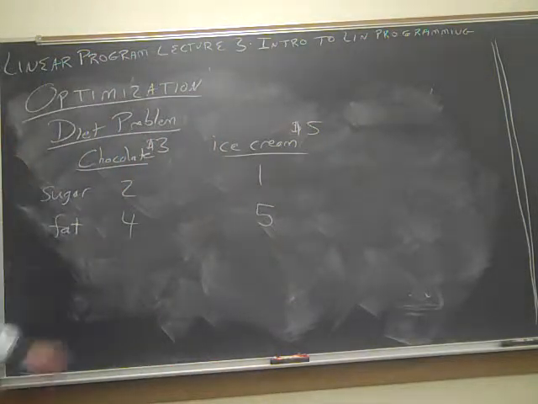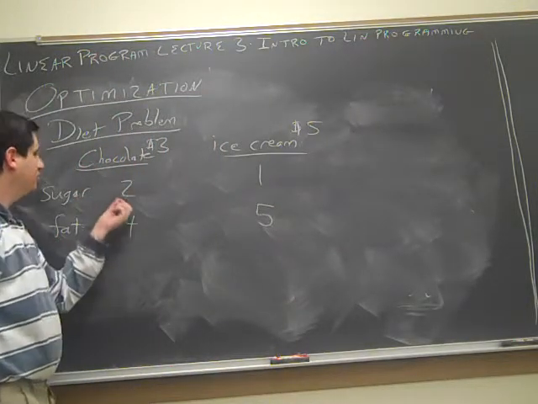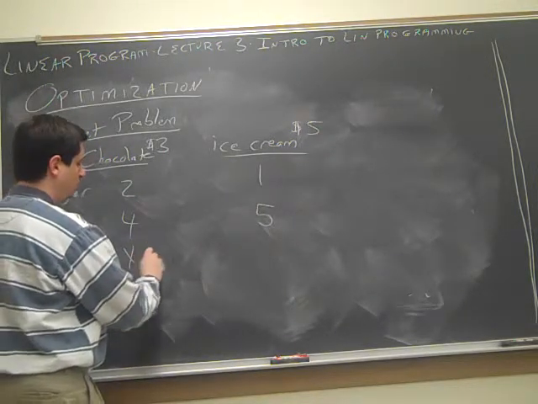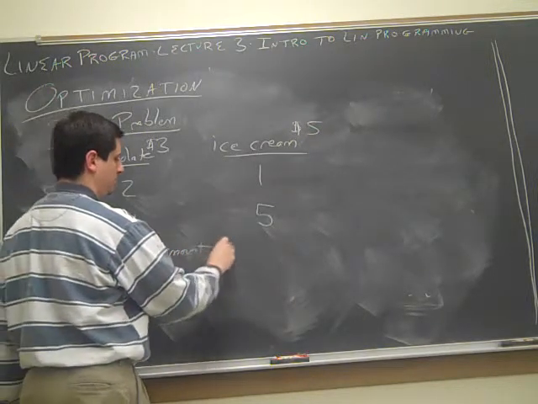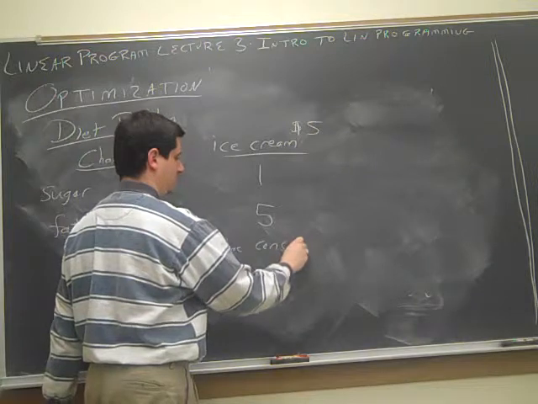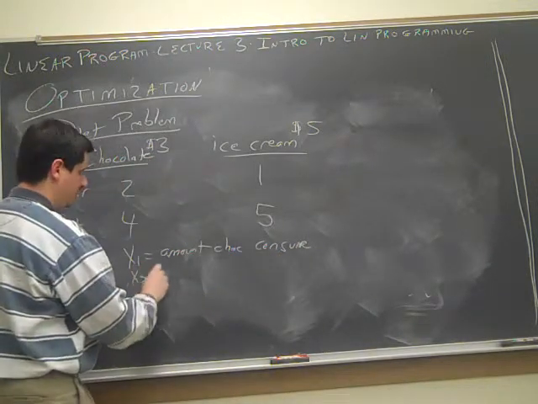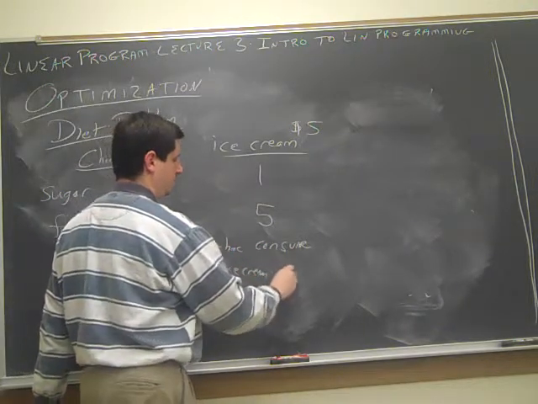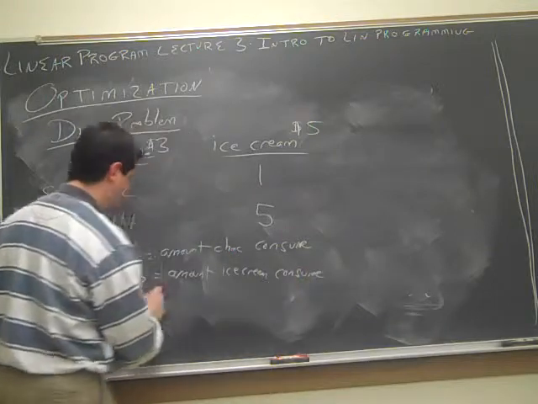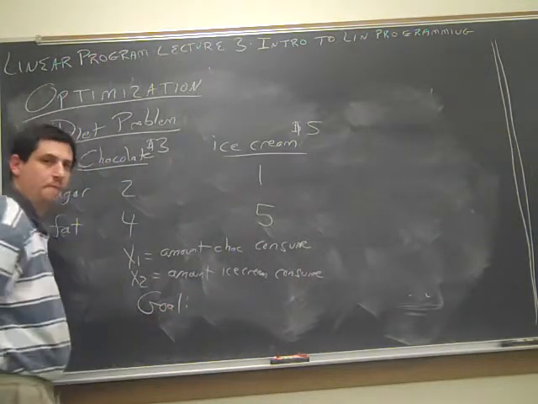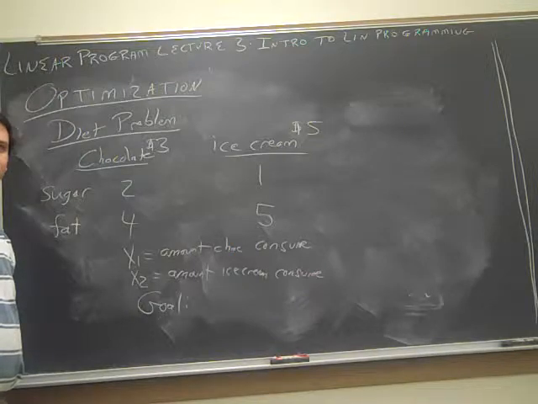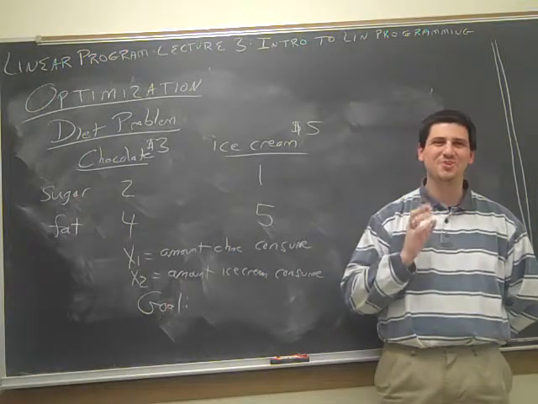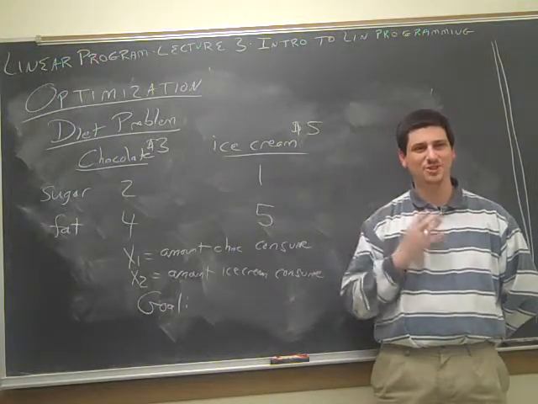Okay. So what we want to do is make sure we get enough sugar and fat each day to survive. And so if we let X1 equal the amount of chocolate we consume, and we let X2 equal the amount of ice cream we consume, what do you think our goal is? To maximize the total nutrients given a budget. Okay, very clear. Maximize is not quite the right word here. You're close.